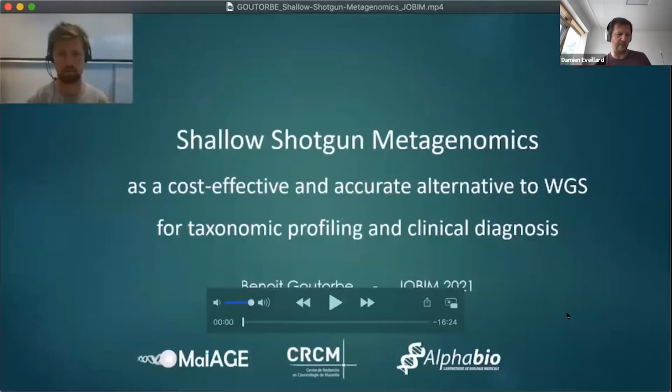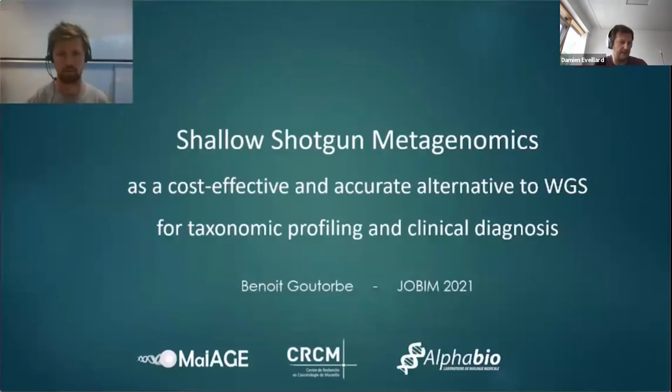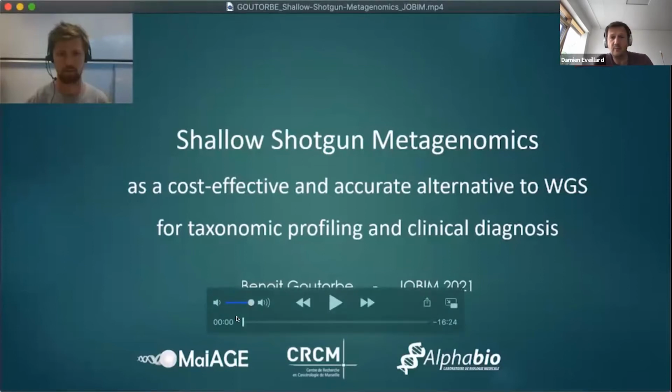Excellent. So the next speaker is Benoît. Benoît is from Maillage in Paris-Saclay. He will discuss the comparison between different metagenomic sequencing approaches, to compare shallow depth metagenomics with the more standard whole genome sequencing. So Benoît, the floor is yours.